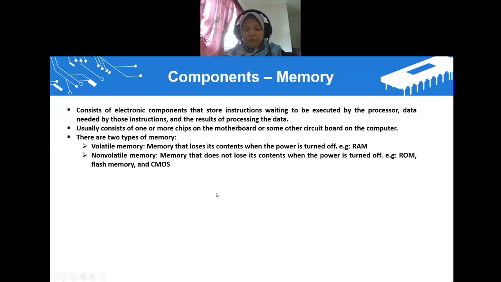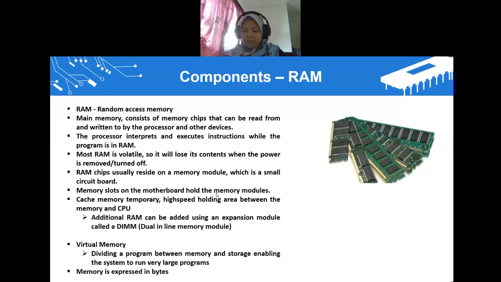An example of volatile memory is RAM. And for non-volatile, the content will not be lost when we turn off the computer. Examples of non-volatile memory are ROM and flash memory. For RAM, there are two types, which are static and dynamic. Most of the system memory uses dynamic RAM as it is small and cheap.